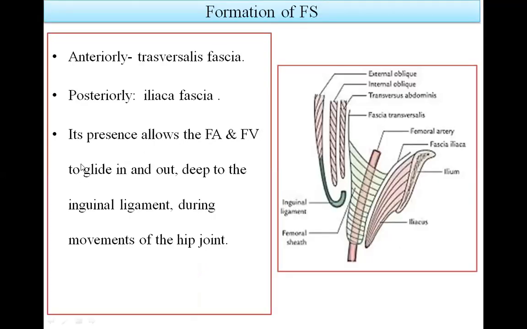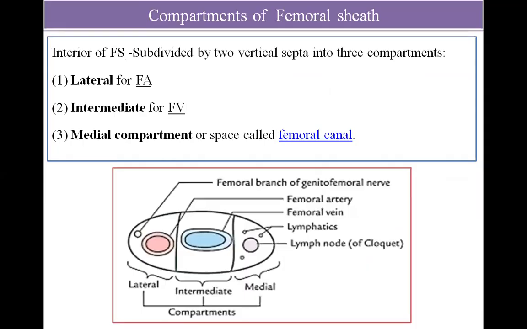Formation of the femoral sheath. Anteriorly, it is formed by the fascia transversalis. Here you can see the fascia transversalis, and posteriorly by the fascia iliacus, which covers the iliacus muscle. Here is the iliacus muscle and here is the fascia iliacus. The presence of the femoral sheath allows the femoral artery and the femoral vein to glide in and out deep to the inguinal ligament during the movements of the joint. That is the importance of the femoral sheath.